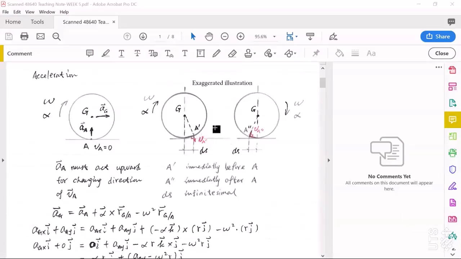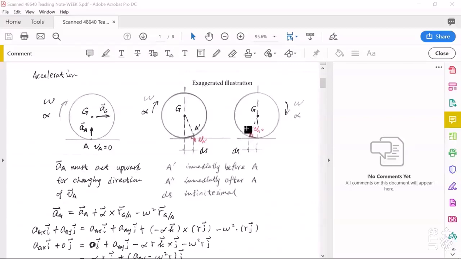We already know how to do velocity analysis in this case. So we know at point A prime, the velocity VA prime must be in this direction, and it's perpendicular to the line connecting point A and A prime.